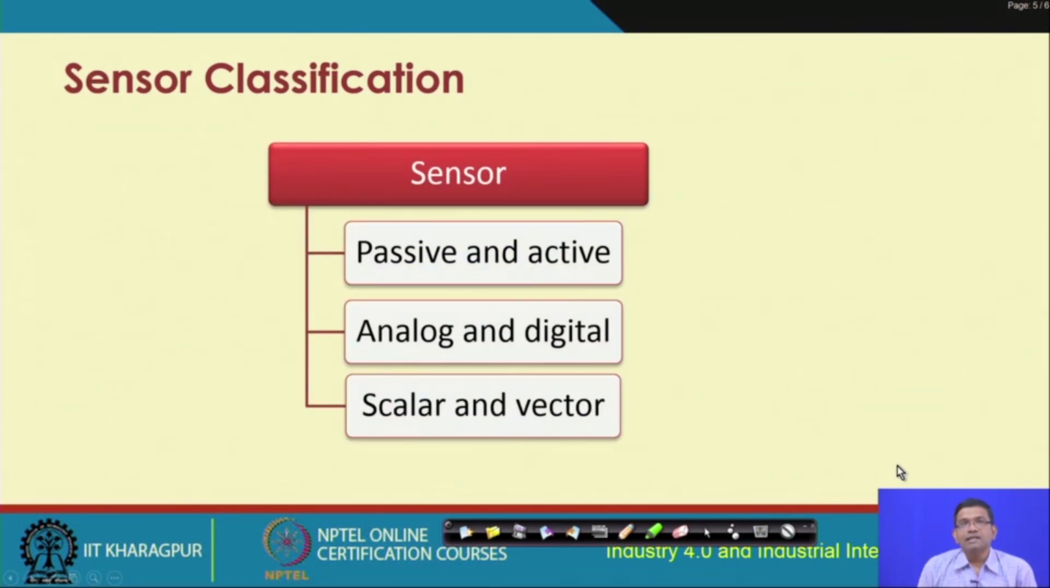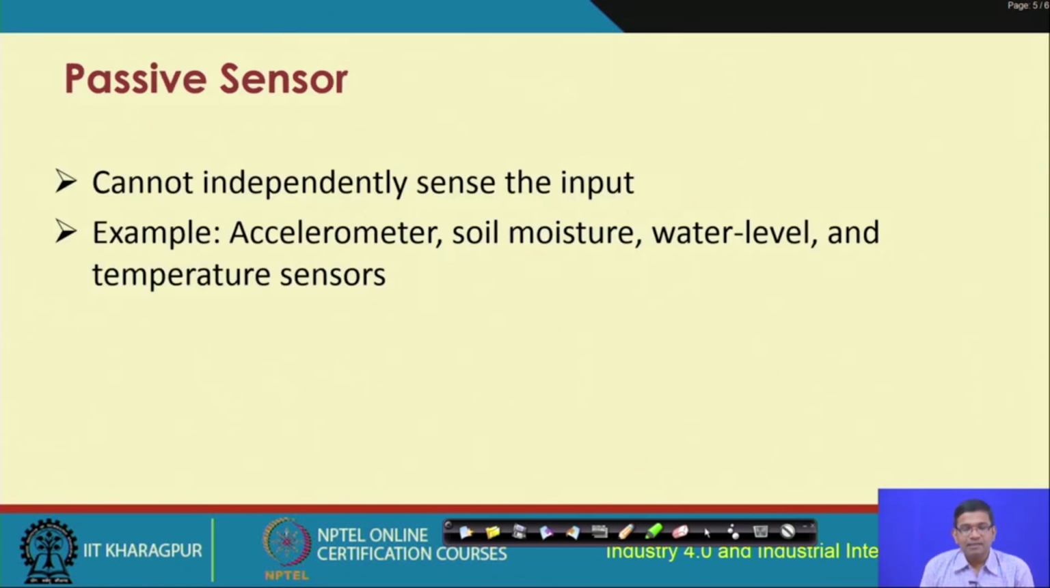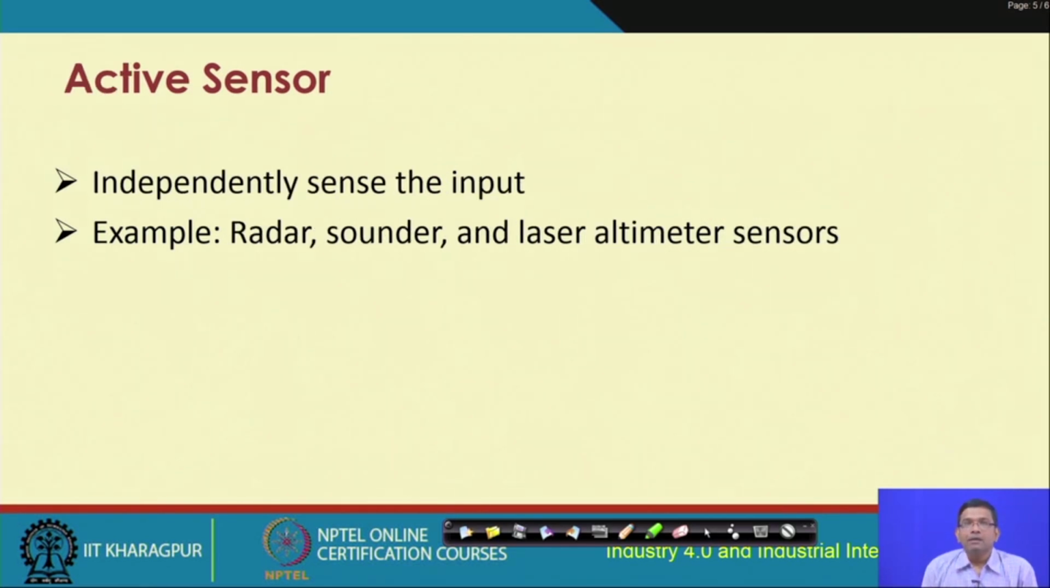Now, let us look at how these sensors could be classified. The sensors could be classified in different ways. They could be classified as either passive sensor or active sensor, analog sensor or digital sensor, scalar sensor or vector sensor. So, let us look at what these are. A passive sensor cannot independently sense the input. Examples of passive sensors are accelerometer, soil moisture, water level, temperature sensor, and so on. But active sensors are the ones which can independently sense the input. For instance, radar is an example of an active sensor, as are sounder, altimeter sensors, and so on.